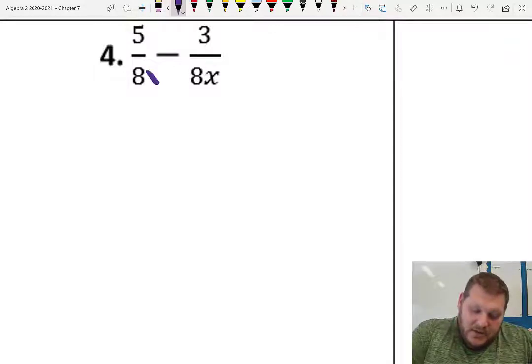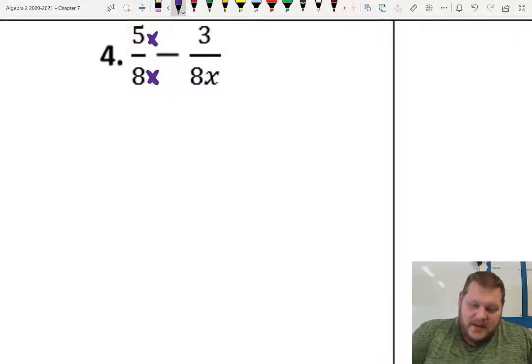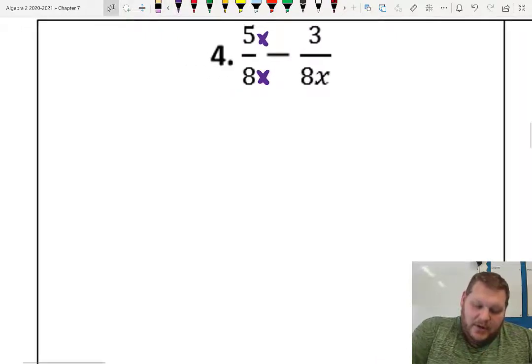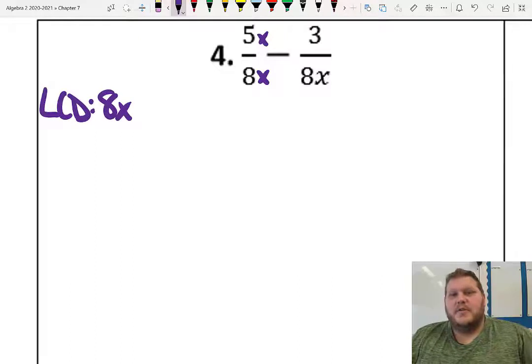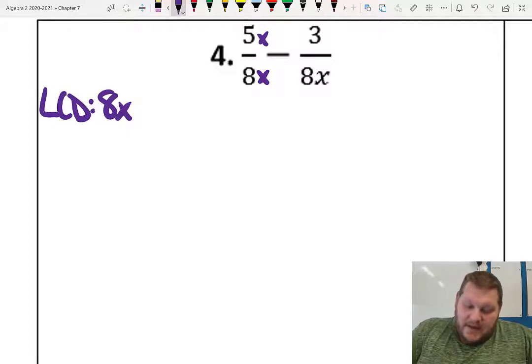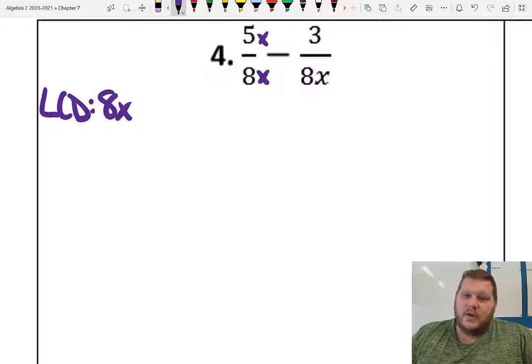So what I would need to do is multiply my first fraction by x on both top and bottom in order for us to have a common denominator. So in this case, my LCD, if you wanted to label it, my least common denominator, is 8x. So then what I'm doing here is just multiplying in order to make both of my denominators 8x. So once I've done that, I have 5x over 8x minus 3 over 8x.